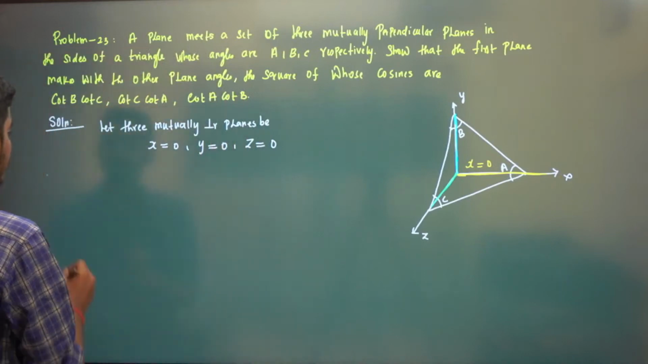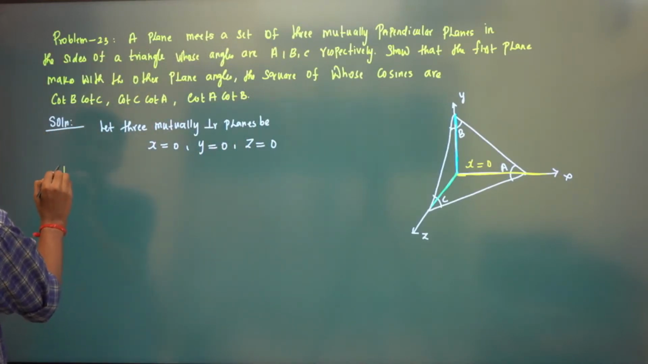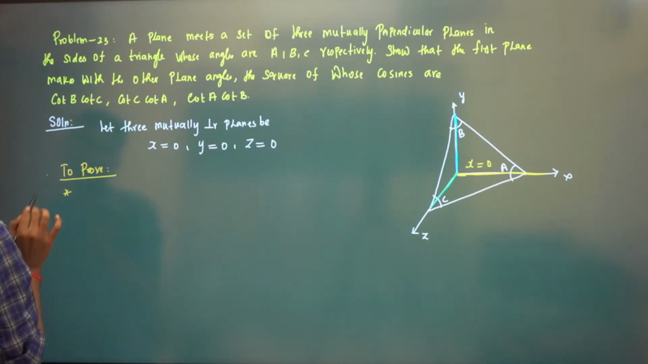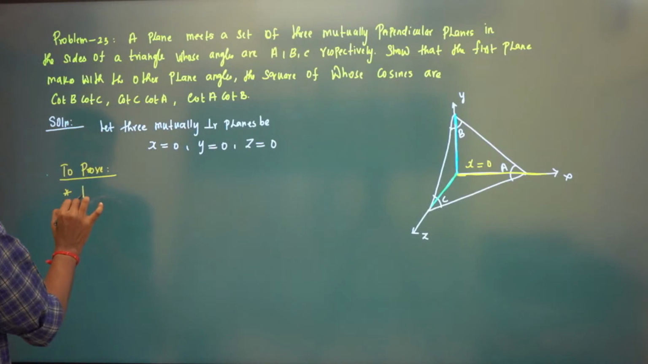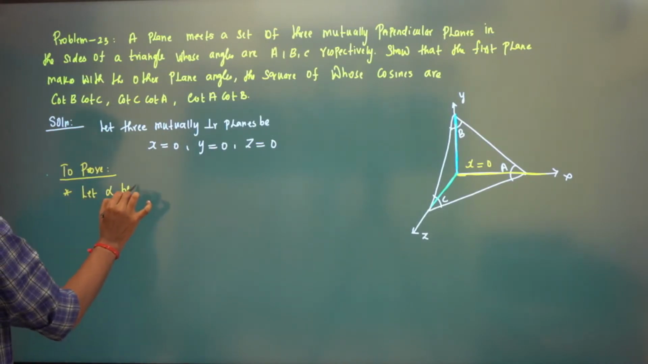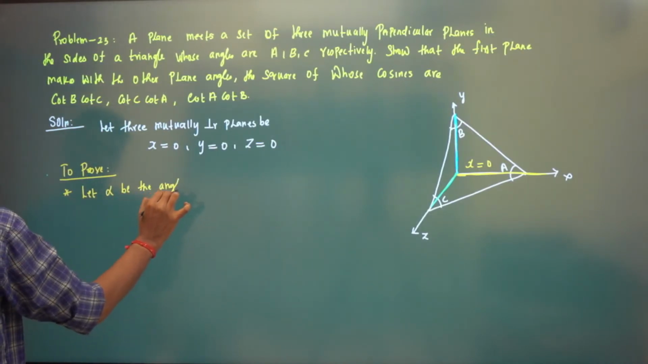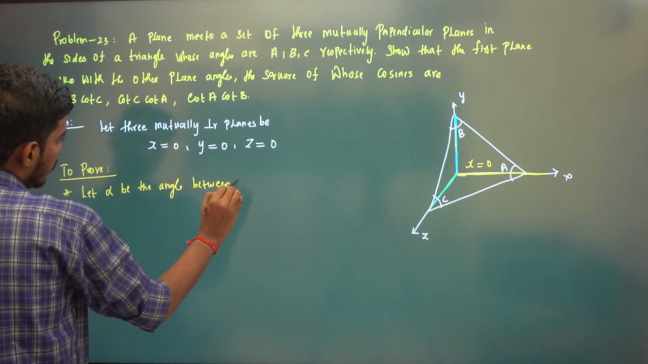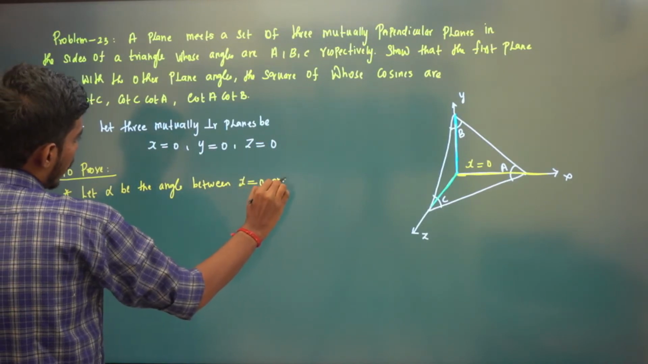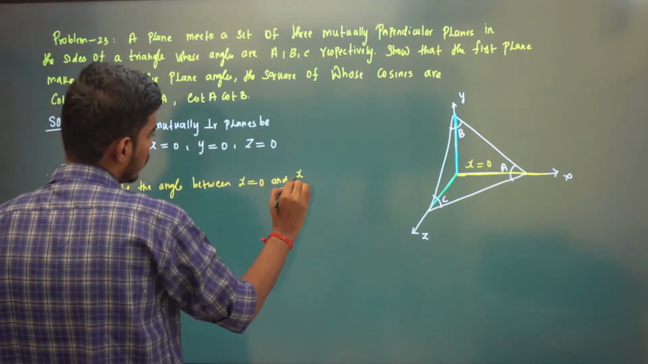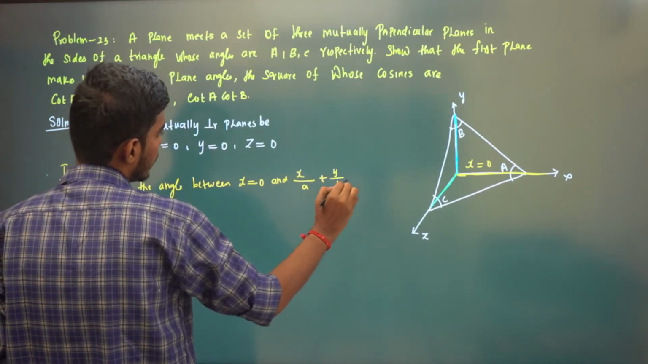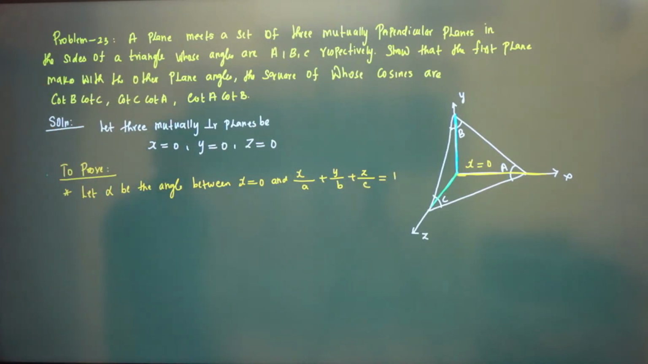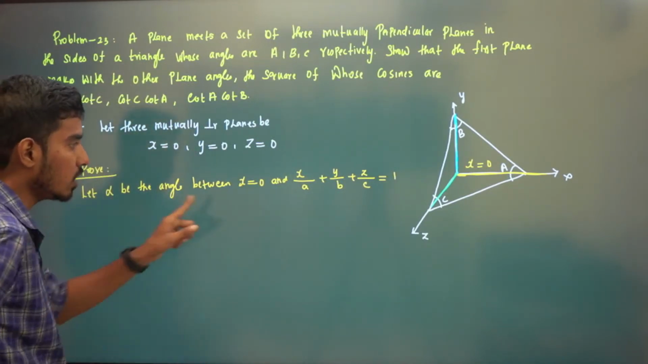So what we need to prove? First we need to prove three things, right? Let alpha be the angle between x equals 0 and the big plane. What is the big plane? x by a plus y by b plus z by c is equal to 1. Right? Now we can find cos alpha with this.